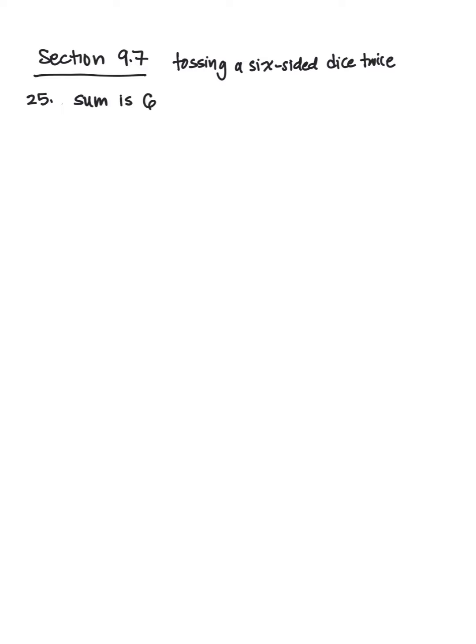Okay, 9.7 for 25 through 30. They're asking about the probability for the experiment of tossing a six-sided die twice. The first scenario they give you is the sum of the two dice is 6. I would like to consider each die separately, but in this scenario, because I'm doing a sum, it's going to be easier for me to consider the two scenarios together.